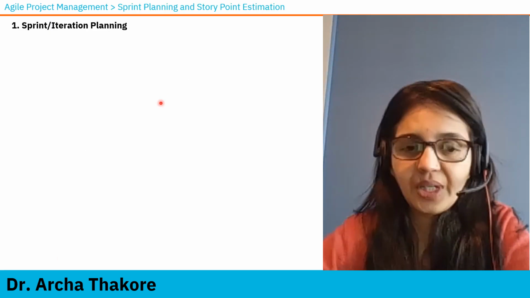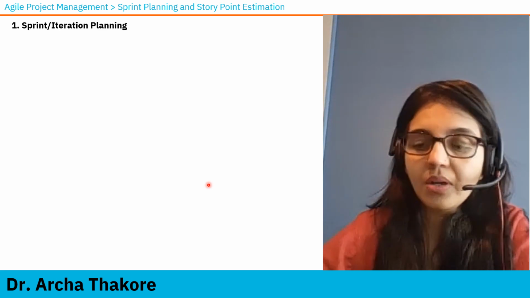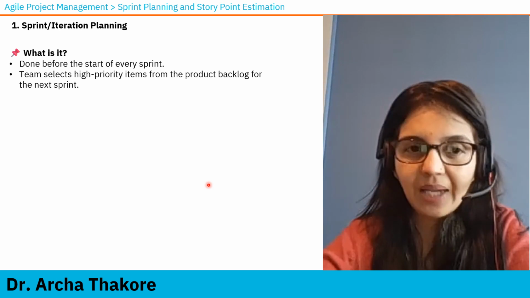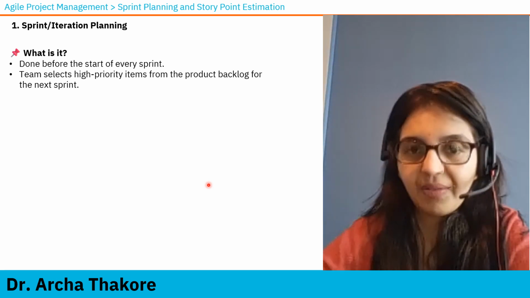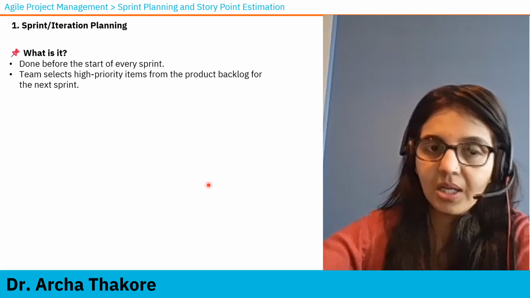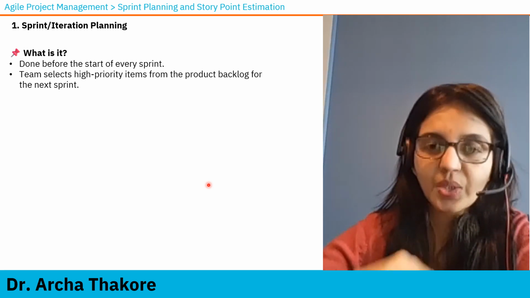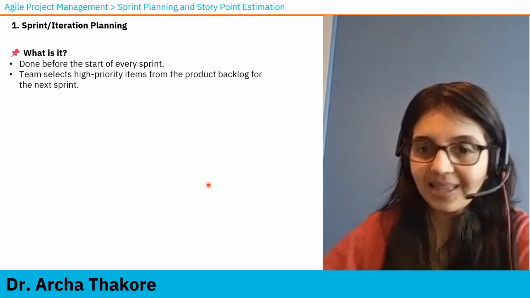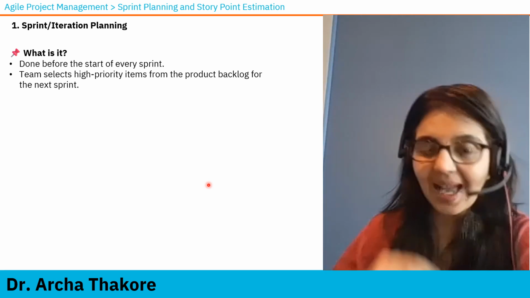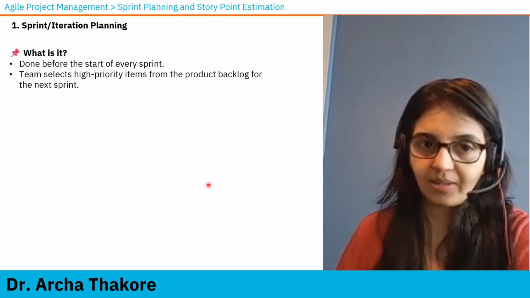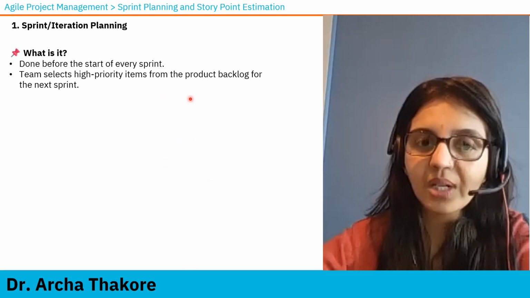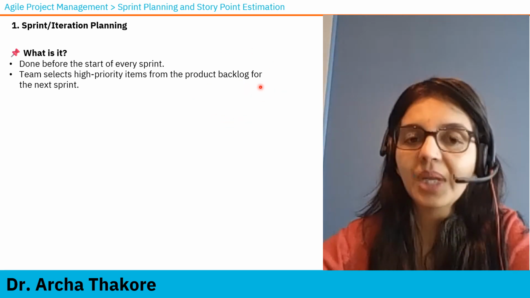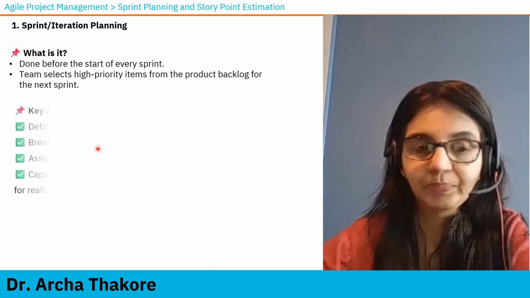What is sprint or iteration planning? So first of all, if you remember the overall end-to-end cycle of Agile, sprint or iteration planning is done before start of every sprint. Now in the last lesson, we talked about sprint backlog. Sprint backlog is the work that the team is going to do in that sprint, and sprint planning is the activity where that backlog is created. So the team selects high priority items from product backlog, which is created by product owner. They pick items from that backlog for the next sprint.